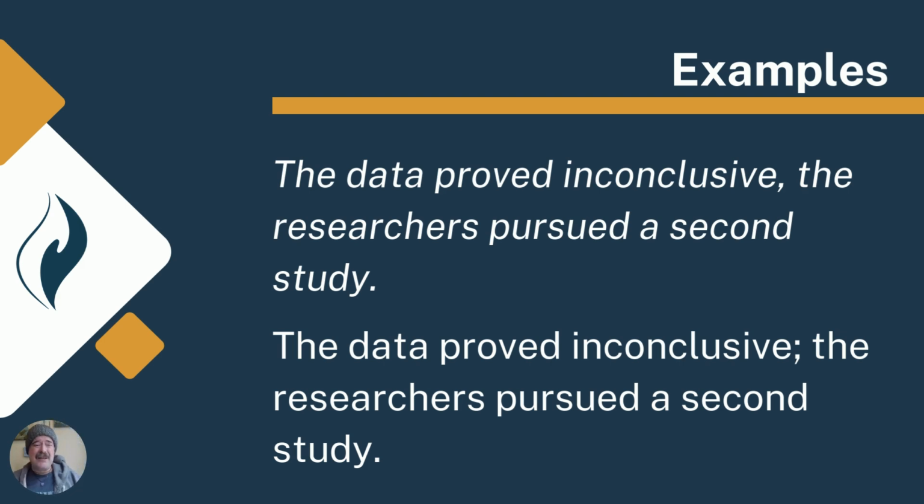Let's take another look. The data proved inconclusive, the researchers pursued a second study. Okay, so I checked that comma break to see if I had complete sentences going on either side. I do, but this time I decided I think there's a close causal relationship, and that first sentence is only 4 words long, so let's try a semicolon instead. We could use a period. That is correct as well. This is a choice that we're making to highlight that causal or logical relationship.